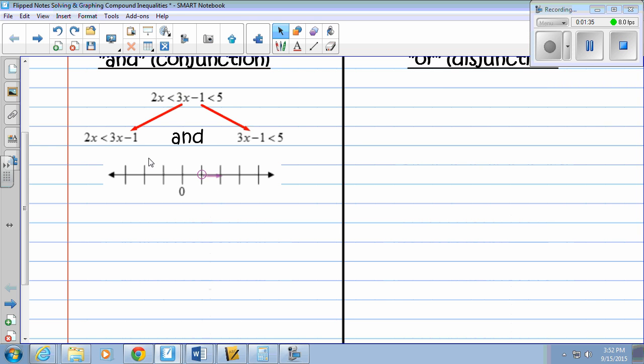Okay, so we get x is greater than 1. If you remember, we put an open circle at 1 because the solution is not equal to 1. And then anything greater than that is to the right.